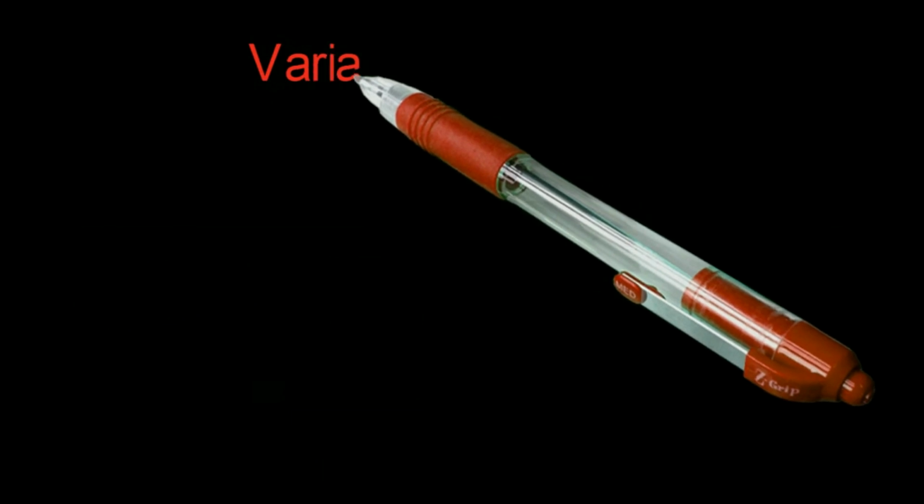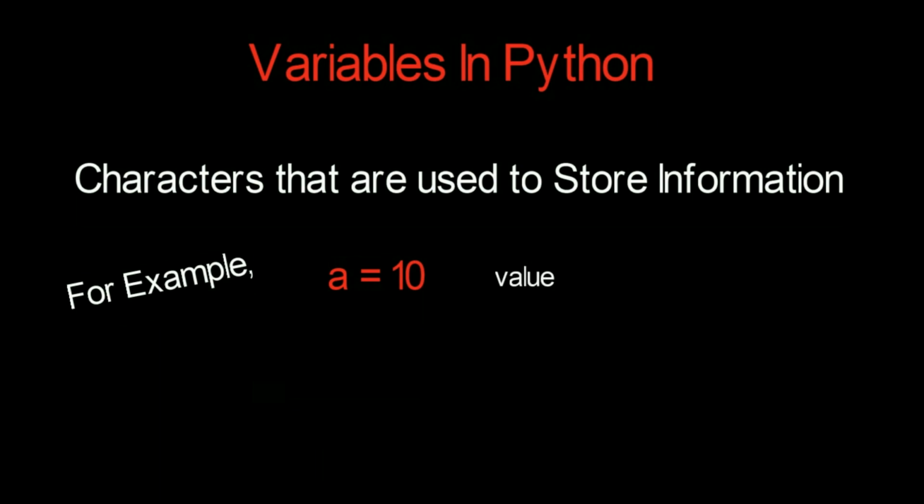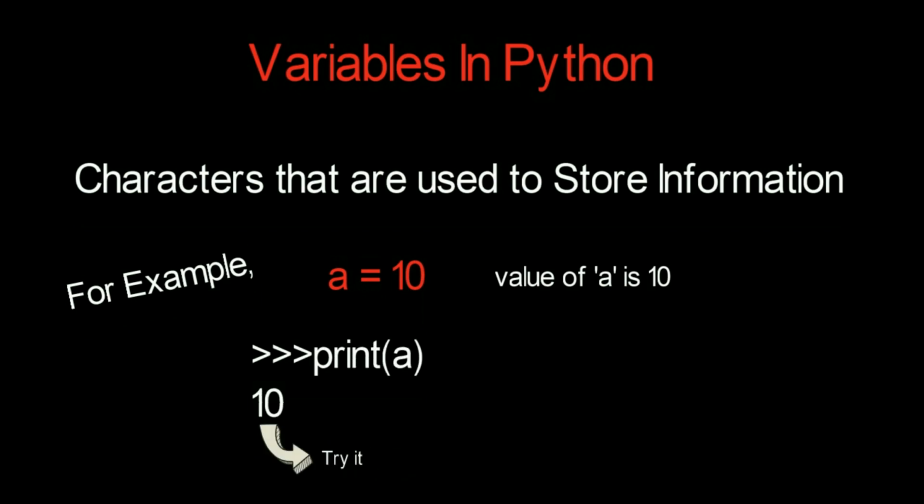So let's move on to the very basics. This involves the variables in Python. Now what are variables? These are the characters that are used to store information. For example, we can write a is equal to 10. This means that the value of a is now 10. So if we write print a, then 10 will be printed.